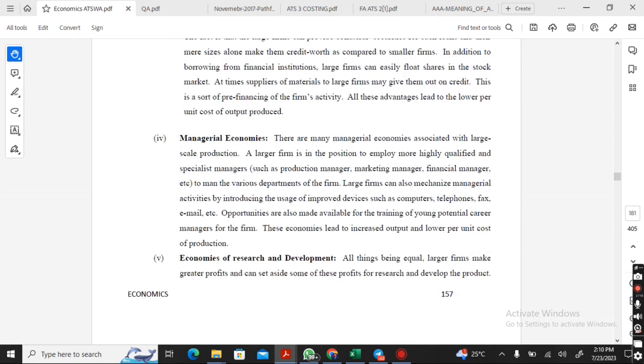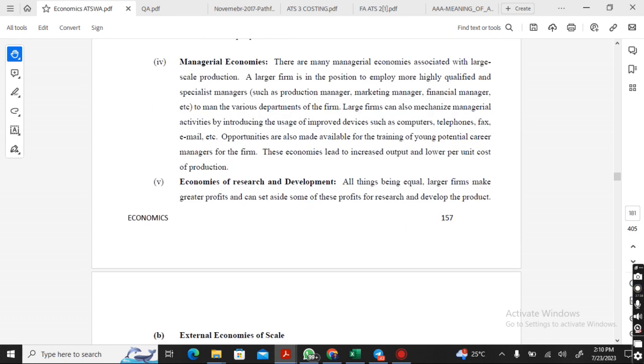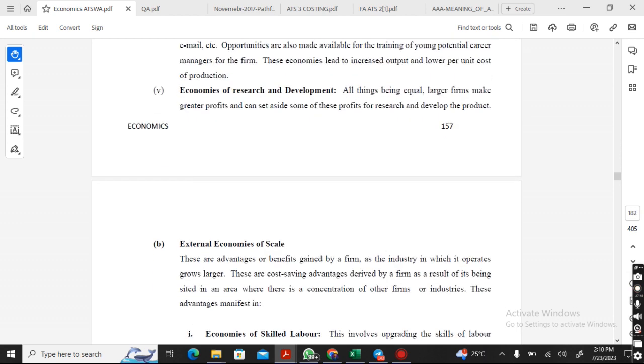So managerial economies are those associated with large scale. A large firm is in a position to employ more highly qualified and specialist managers, right? So they can't just get anybody anyhow. With the hiring of experienced managers, it will help them to scale up. Then economies of research and development: all things being equal, a larger firm makes greater profit and can set aside some of this profit for research and development.